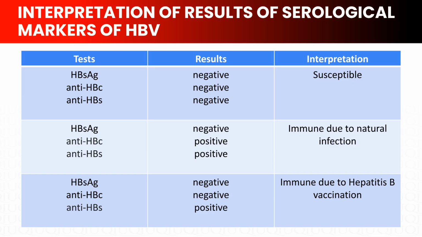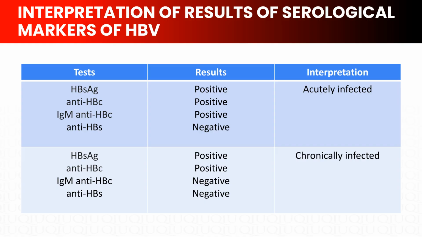Second scenario: HBsAg negative, anti-HBc positive, anti-HBs positive. This person is immune due to natural infection. They had hepatitis B in the past, cleared it, and now have protective antibodies, plus anti-HBc showing past infection. Third scenario: HBsAg negative, anti-HBc negative, anti-HBs positive. This person is immune due to vaccination. They have protective antibodies, but no anti-HBc because they were never actually infected. They were vaccinated instead. This is the pattern you want to see in vaccinated healthcare workers.